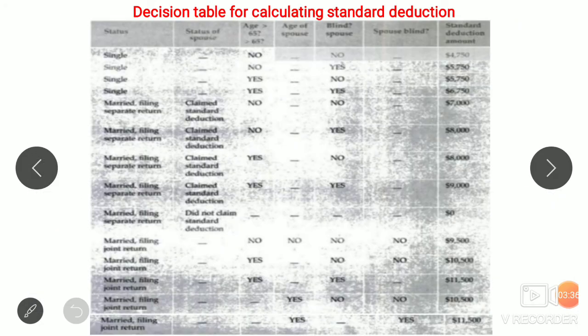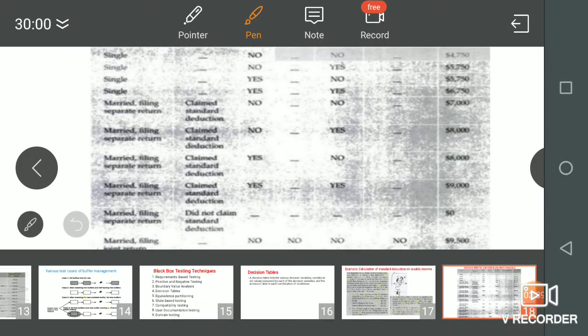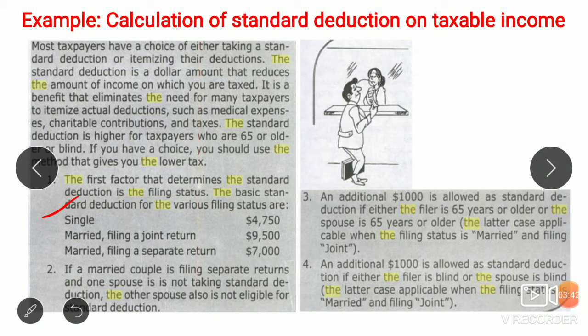Let's see it in a table. See here, from this description, whatever we have seen, according to the example, it is clear that the calculation of standard deduction depends on three factors. The first factor is the filing status of the filer, then the age of the filer, then whether the filer is blind or not. In addition, in certain cases, we are going to consider other factors that play a role in calculating the standard deduction. The first one is whether the spouse has claimed the standard deduction. The second one is whether the spouse is blind. The third one is whether the spouse is more than 65 years old.